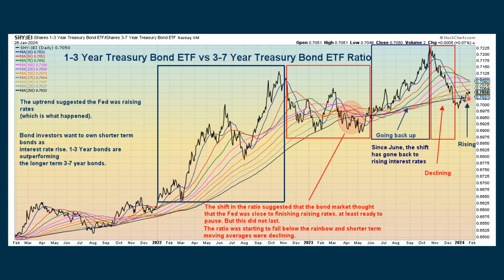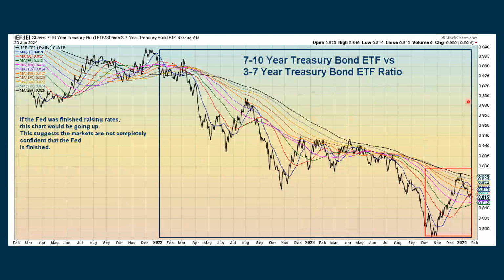But look at what has been happening now, especially as we start into 2024. This is going back up. That just means that 1 year shorter term rates are climbing faster than longer term rates. Then here's an inverse also showing 7 to 10 year bonds. When this is going down, that just means that interest rates are continuing to go up. That's a little bit of a concern right now.